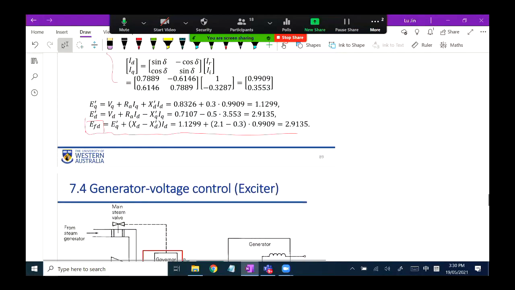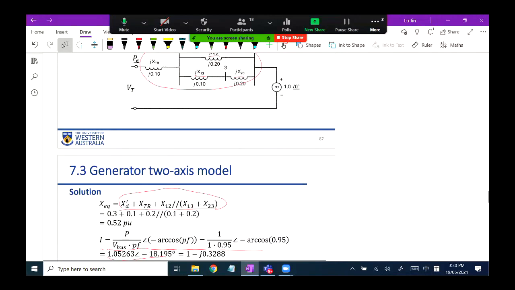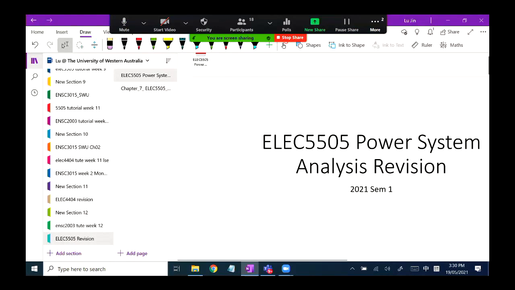Okay, everyone, so I think so far we have done all the contents of this unit. Any questions? Okay, 3:30. So everyone, after this part, we are moving to the next part of this lecture, the revision of this unit. Let me switch to our revision material.